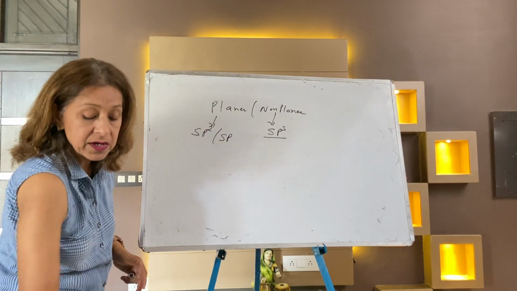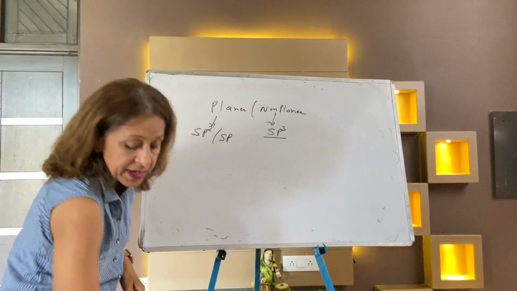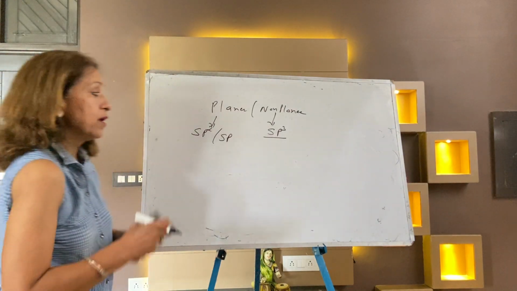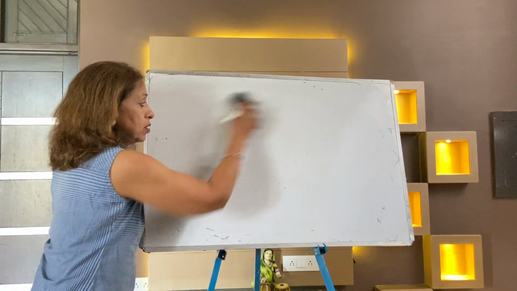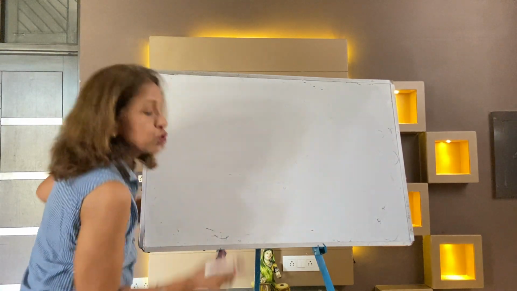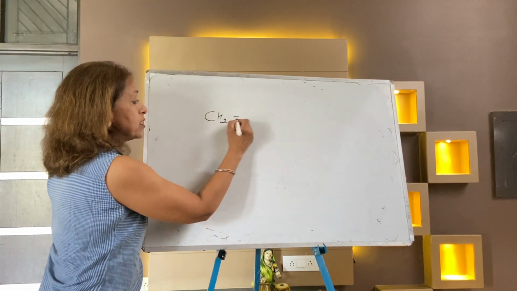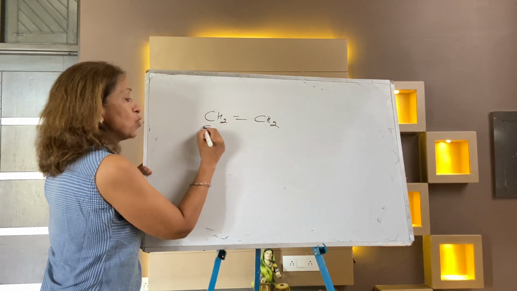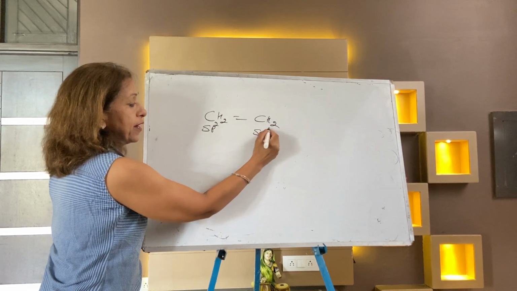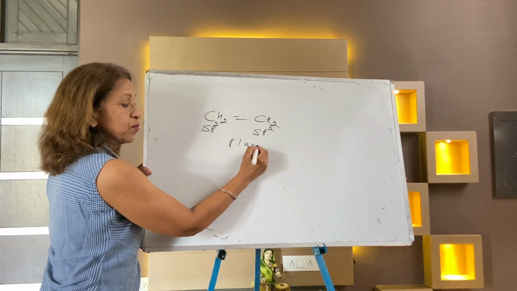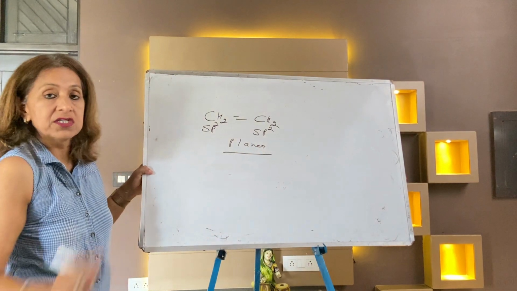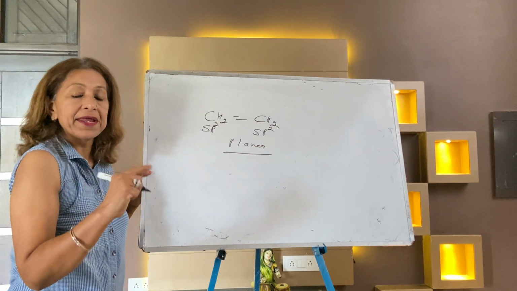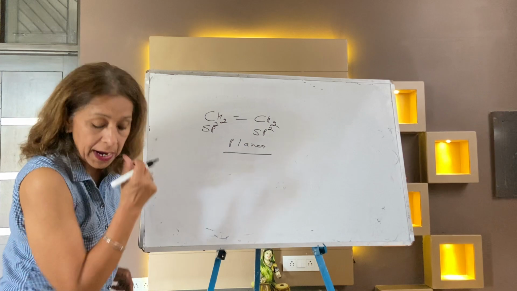So I'm taking the second MCQ. Identify whether it is a planar or a non-planar compound. The first is CH2 double bond CH2. Where there's a double bond, you know it's sp2 hybridized. So it's a planar compound, because the double bond carrying carbon is sp2 hybridized.